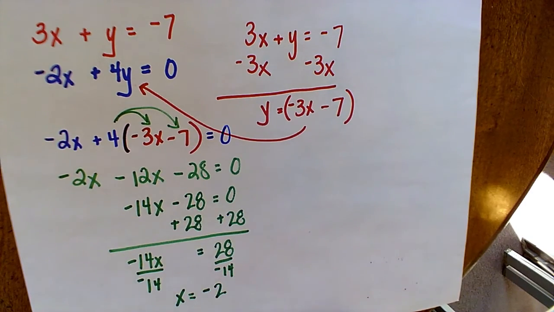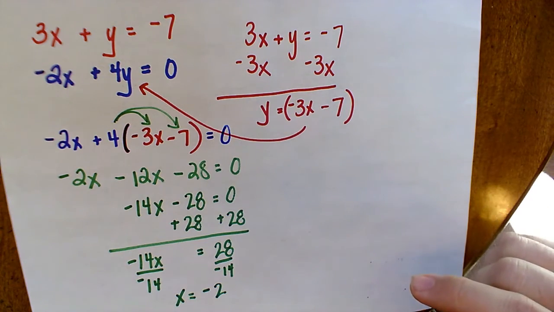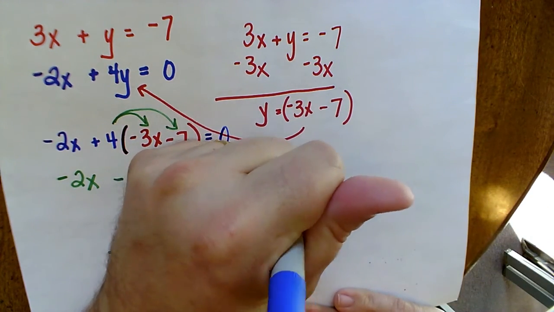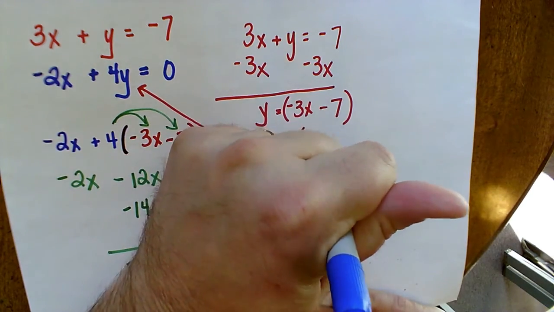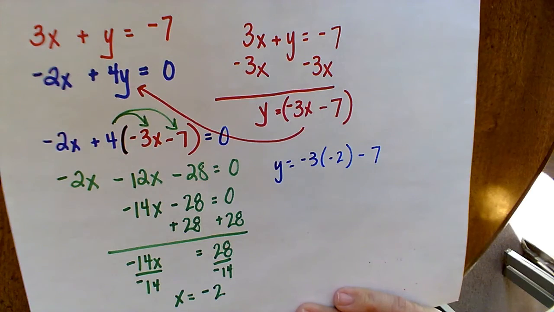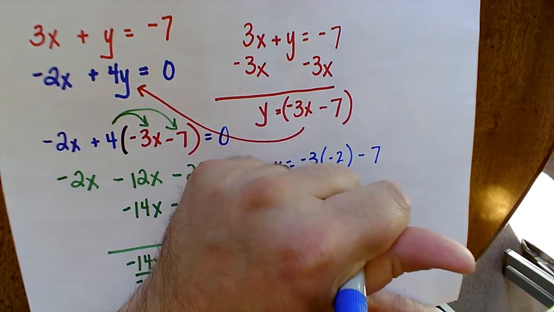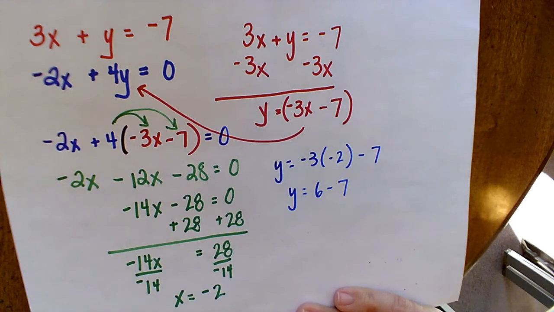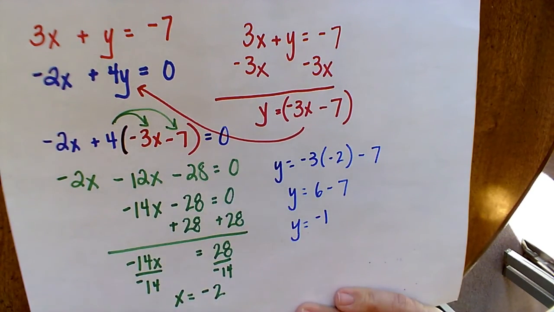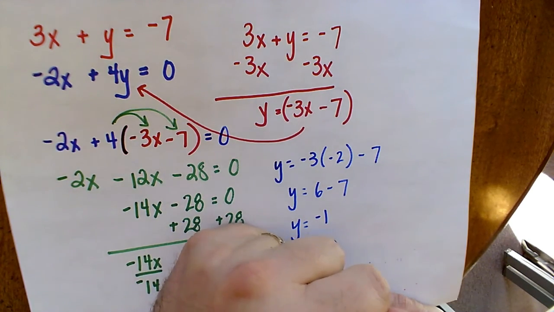I'm going to take that x equals negative 2 and plug it into this equation over here. So we have y equals negative 3 times negative 2 minus 7. Y equals 6 minus 7. Y equals negative 1. So our solution is negative 2, comma, negative 1.